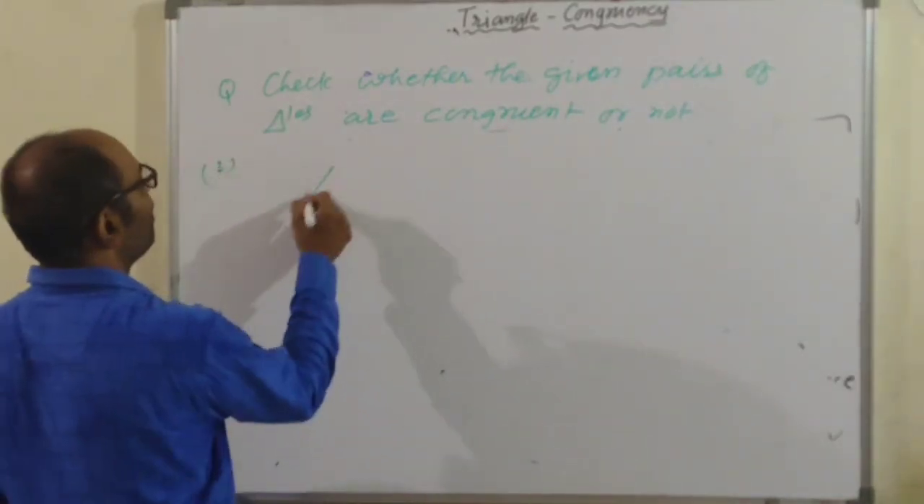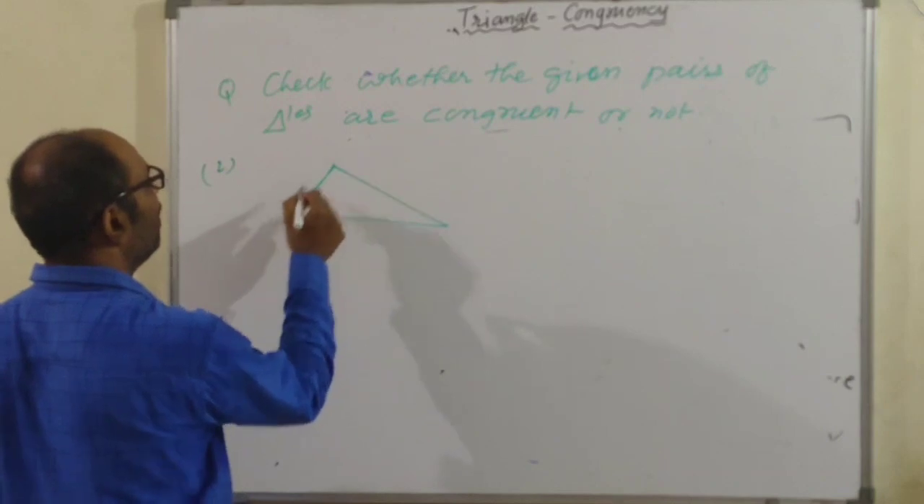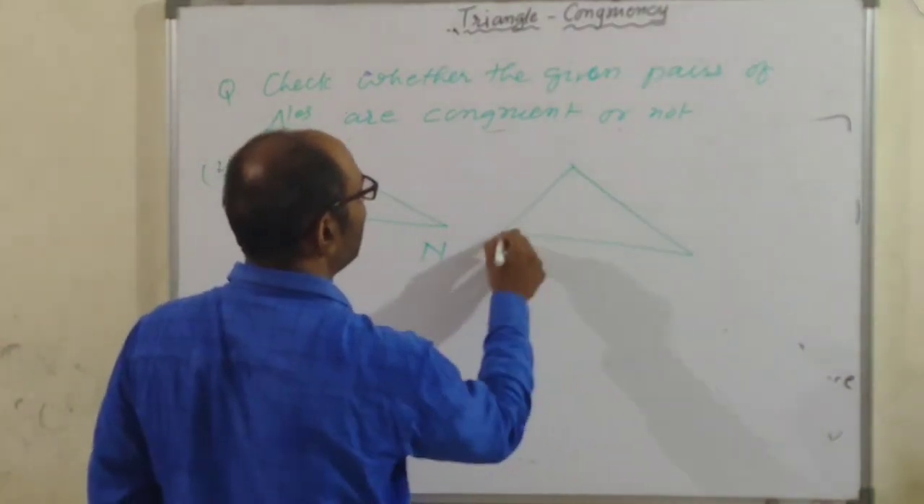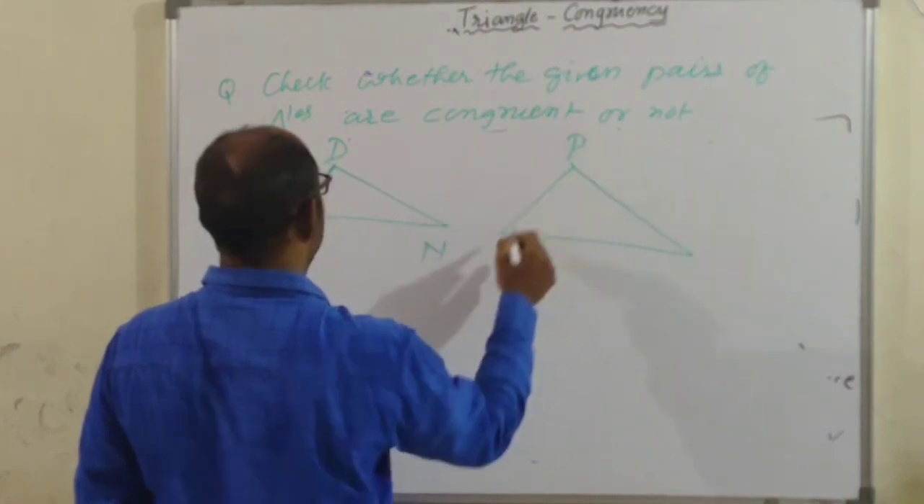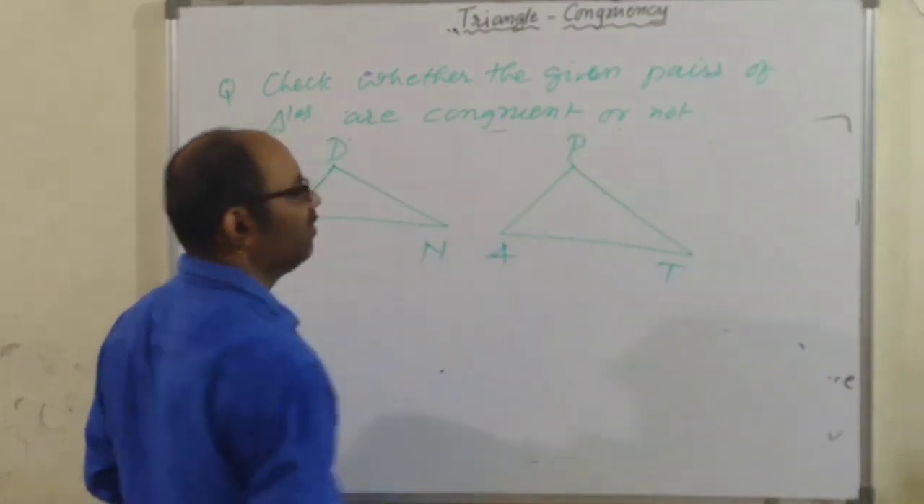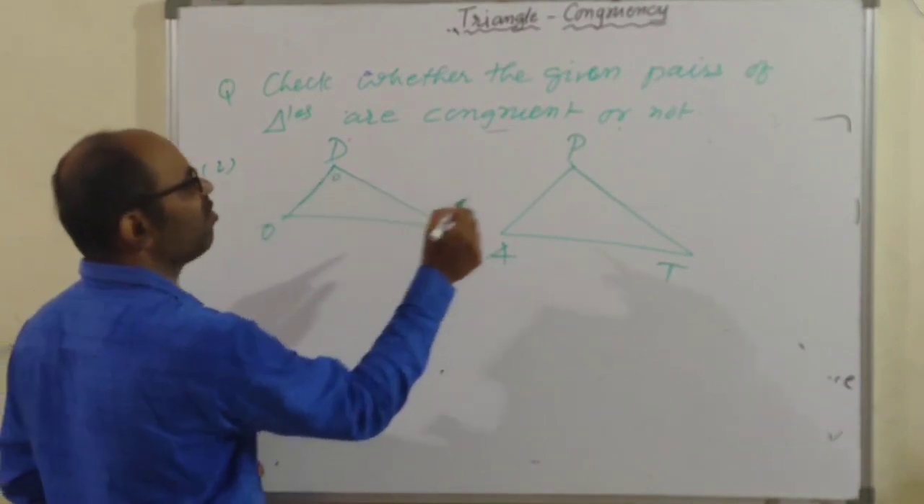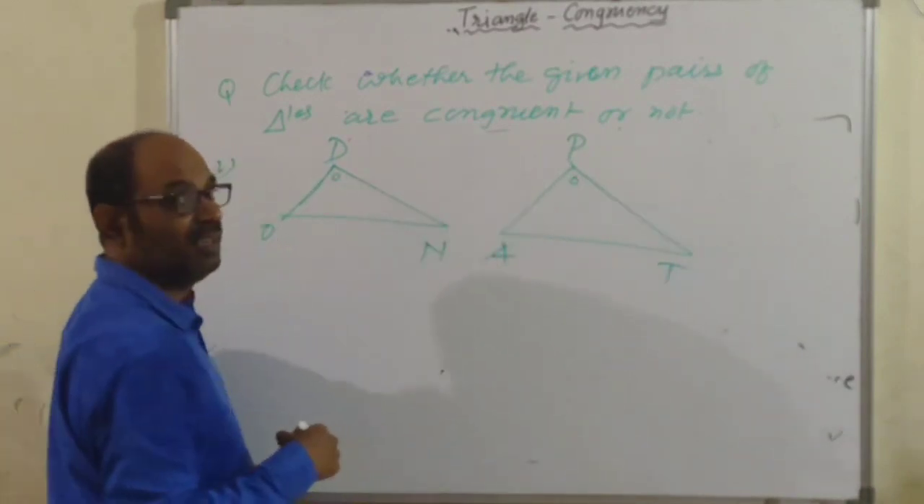Second example, triangle DON, triangle PAT. All right. Now I'll put only symbols. This angle is congruent to this angle.